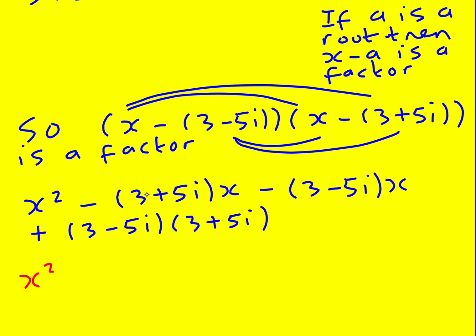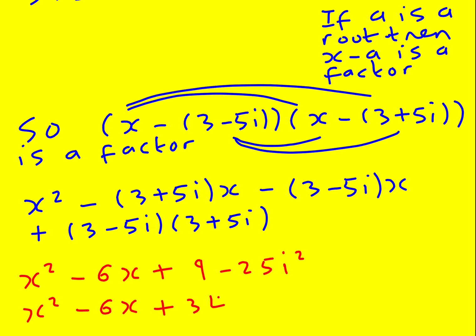When you expand this out, we're going to get a minus 3x and another minus 3x. It's going to become x squared minus 6x. Meanwhile, I'll get a minus 5ix, but I'll get a plus 5ix, so the complex part goes. And then here, I'm going to get 9. Then I'm going to do 3 times 5i and minus 5i times 3. Those are actually going to cancel out, and I'll just be left with minus 25i squared, which becomes plus 25. So x squared minus 6x plus 34 is a factor.